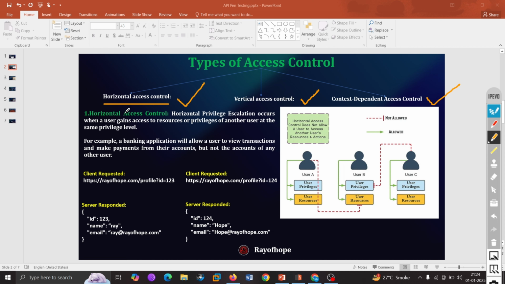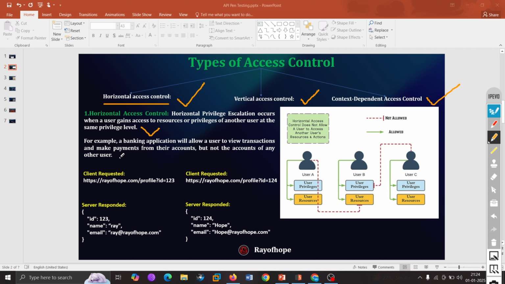Okay. So when we talk about horizontal access control, what is horizontal access control? Horizontal privilege escalation or access control occurs when a user gains access to the resources or privileges of another user at the same privilege level. For example, suppose you are using a banking application that allows a user to view transactions and make payments from their account, but not the account of any other user.